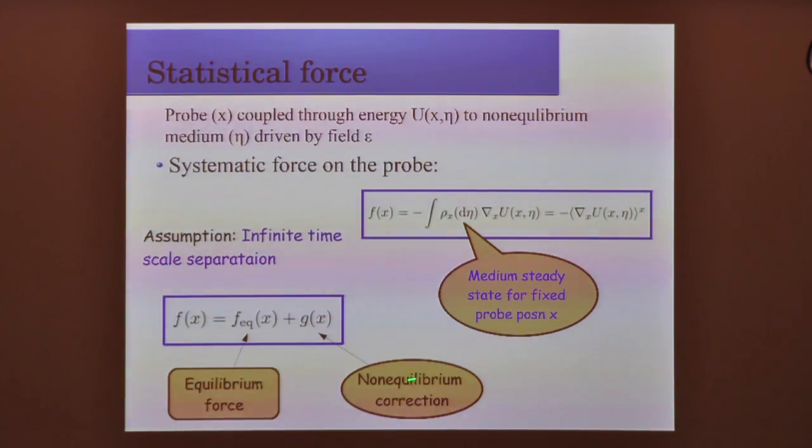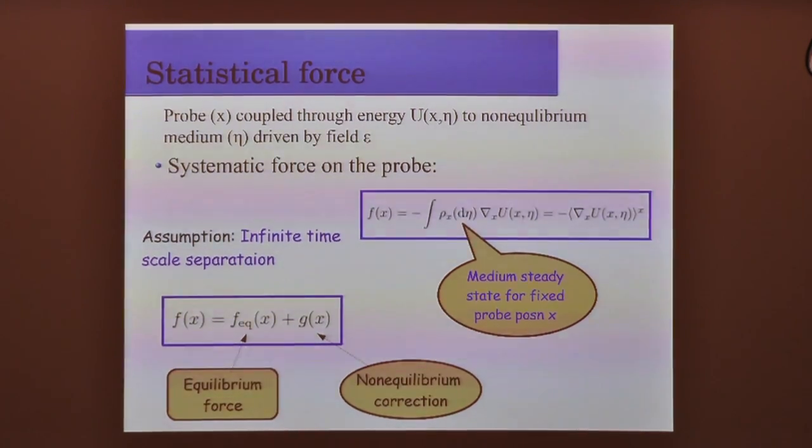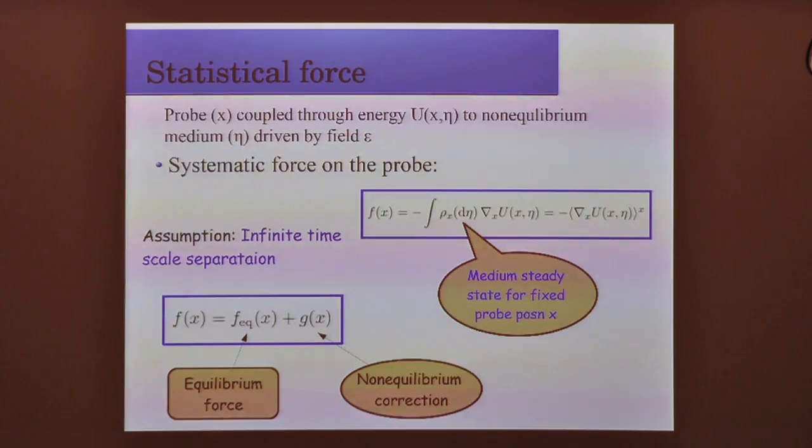In general, for non-equilibrium, this force has two components, one coming from equilibrium, when this rho x is basically the Gibbs distribution. Then when we drive this medium out of equilibrium, there is a correction which I will call Gx. So these are the notations I will be using. Gx is the main quantity we are interested in, but before going to Gx, let us see what happens if the green particles are also in equilibrium.